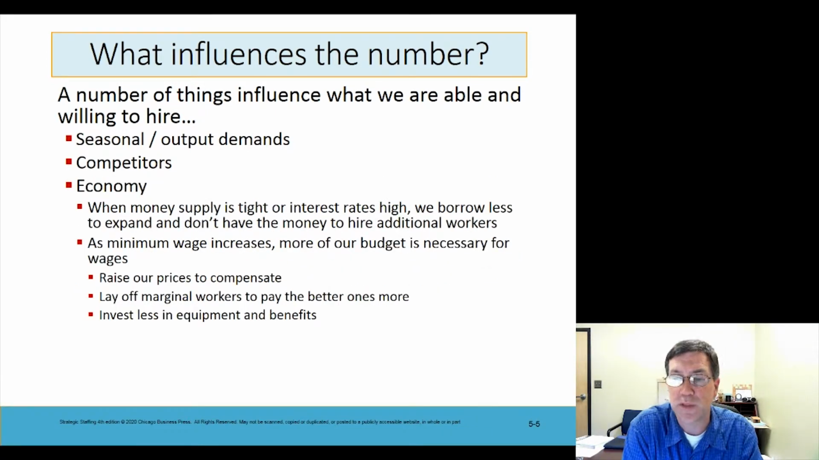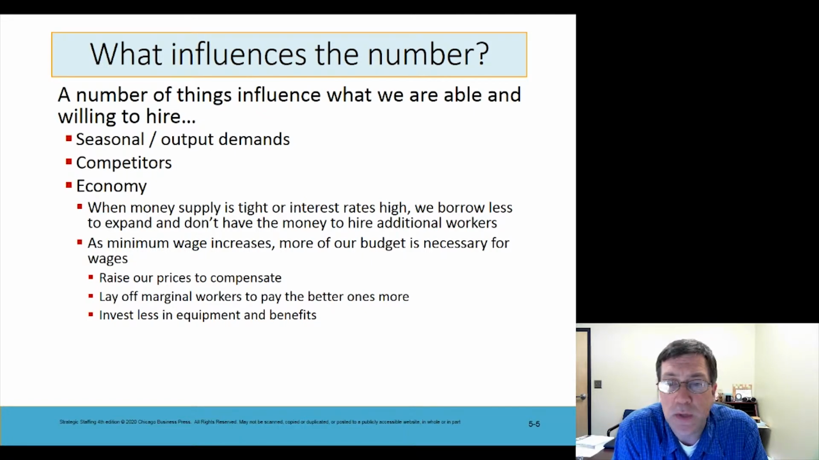Another thing that influences what we can hire is the economy. When the economy is good and there's a lot of money, it may be that there are fewer people looking for work because they've got jobs. But when there's a lot of money in float, we can go to the bank and we can get money and we can pay people.